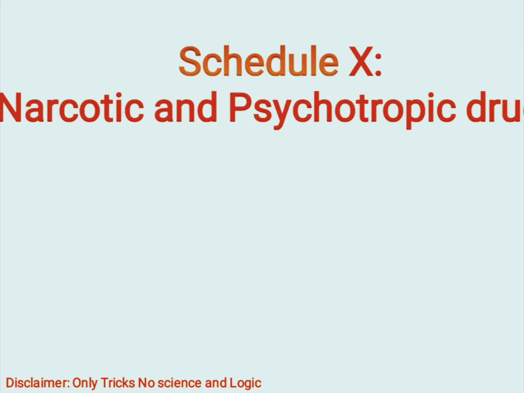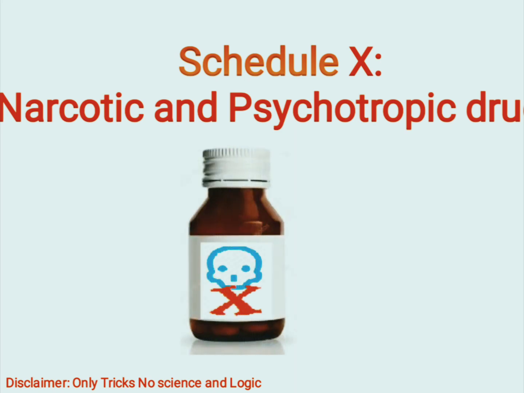Next comes Schedule X, narcotic and psychotropic drugs. They are dangerous drugs. So look here. Schedule X, here you can see the symbol of X, which denotes they are dangerous. We all know narcotic and psychotropic drugs are dangerous.